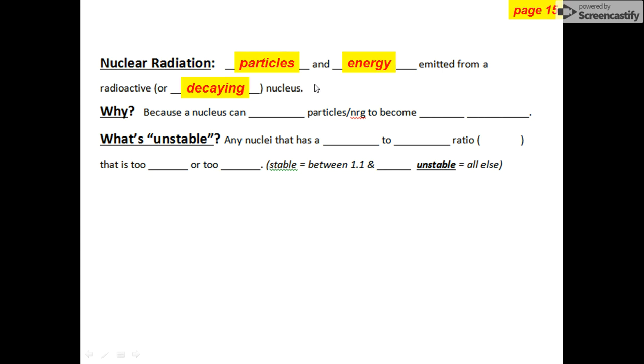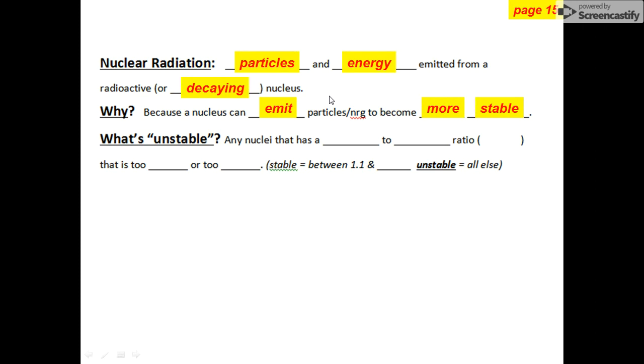Why does this happen? Well, a nucleus that is unstable can emit particles or energy to become more stable. So if you've got something that's radioactive, it is unstable and it will emit nuclear radiation. That means particles and or energy to become more stable. What do we mean by unstable?